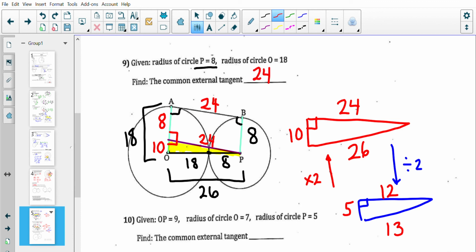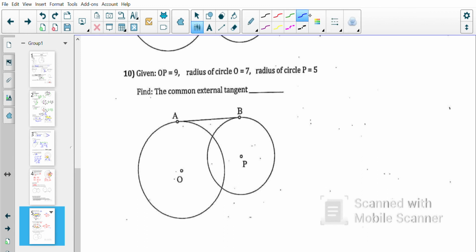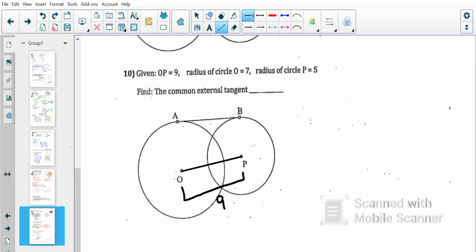All right, we will do one more problem, and then we will call it a day. All right, so we are told that the segment O to P is 9 units long. The radius of circle O is 7, radius of circle P is 5, so I'm going to draw radii to the point of contact.